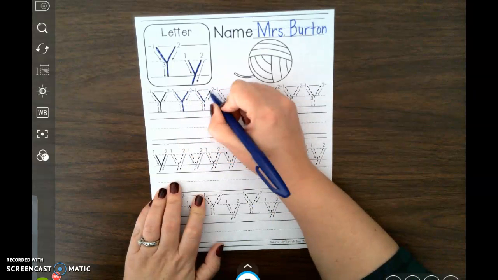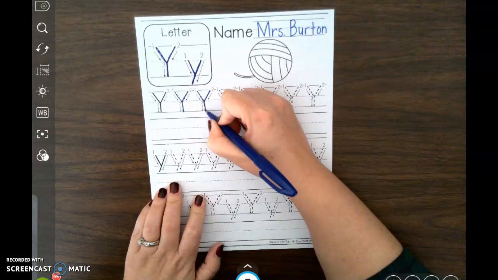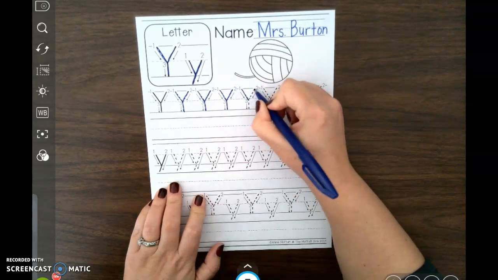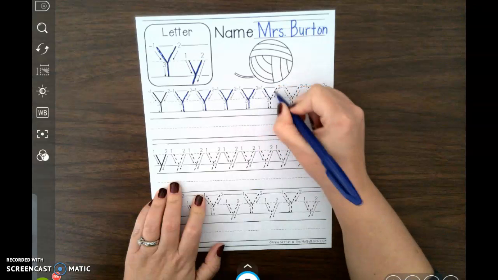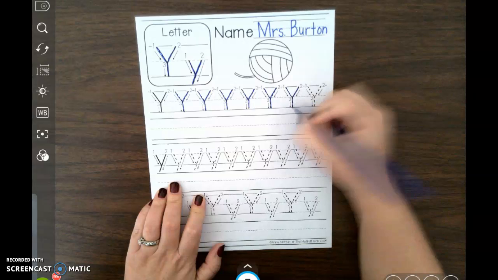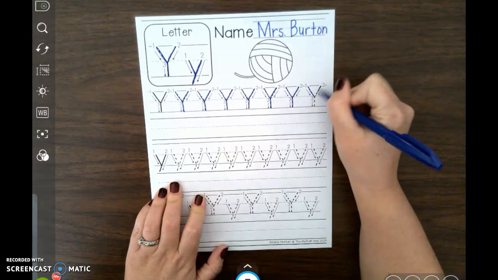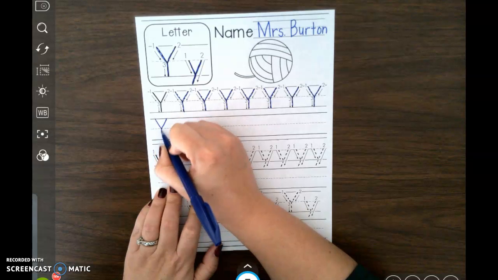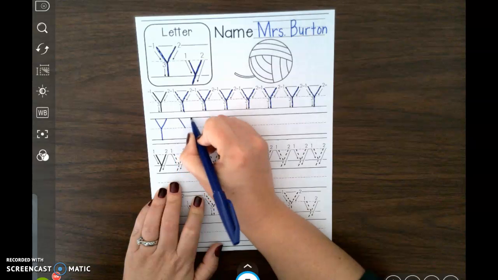Keep going and trace that whole row of uppercase y's. Slant to the middle, slant to make a V, line to the bottom. And then you're going to come down and make a row of uppercase y's on your own. Slant to the middle, slant to make a V, line to the bottom.